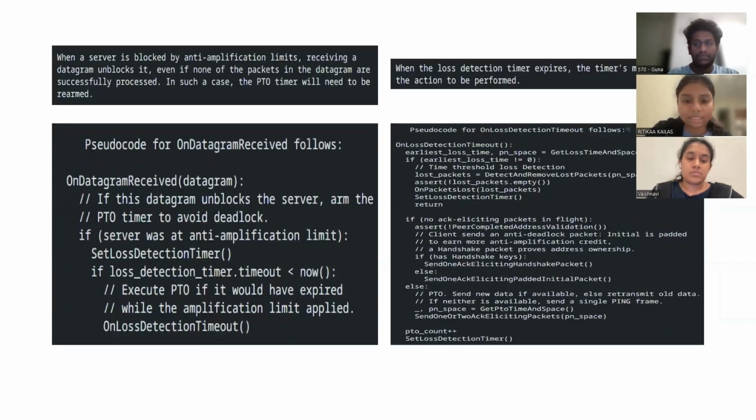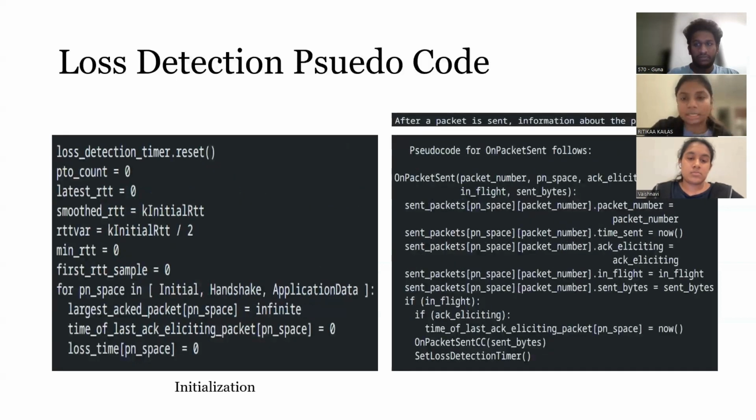So what it does here is, if the packet is in flight and acknowledgement eliciting, it updates the time of the last acknowledgement eliciting packet and triggers congestion control actions, or else it just sets the loss detection timer.